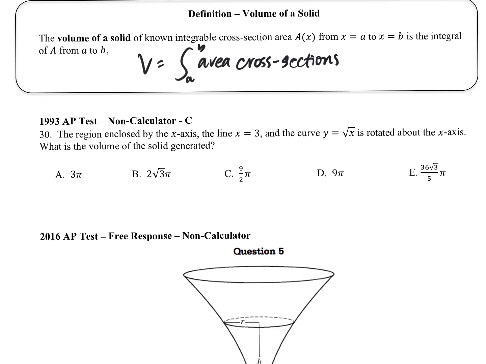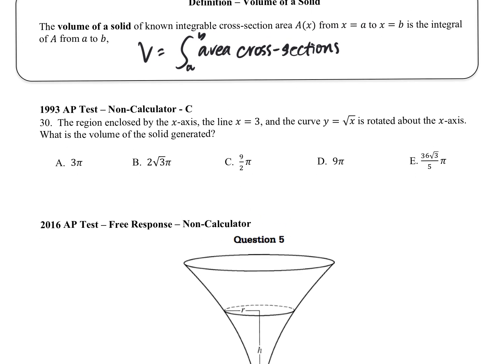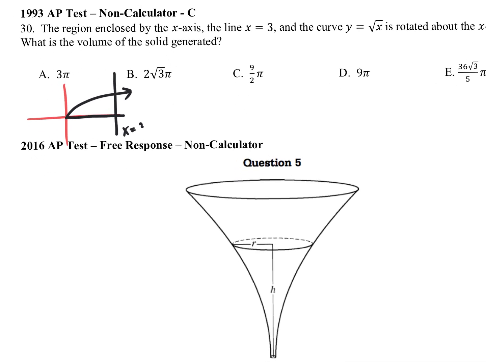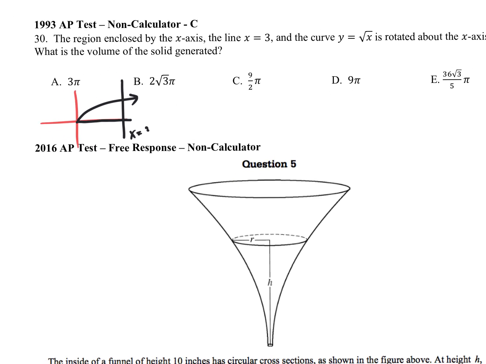So, I apologize. I didn't give you much space on this one. But I said, hey, the region enclosed by the x-axis, x is 3, and root x is rotated about the x-axis. Let's remind ourselves, what does root x look like? Here's my xy axis. Root x just looks like this. They said it's enclosed by the x-axis, and x is 3. And it's rotated about the x-axis.